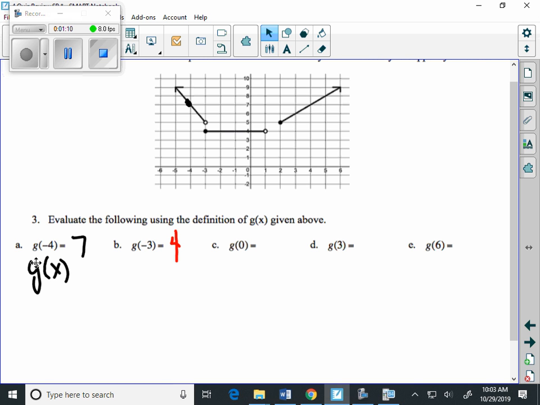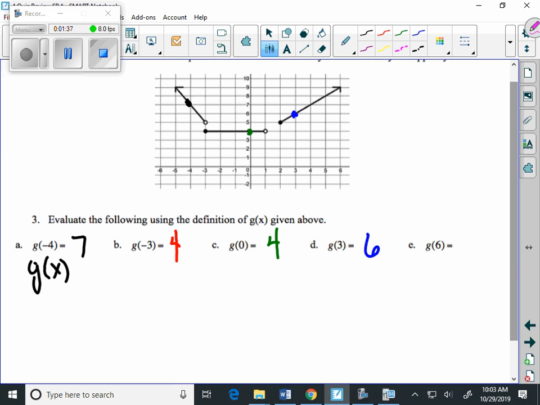G of 0, no real issues on that. Again, x is 0, so the y value will be here at 4. G of 3, well, G of 3 is going to have our y value at 6, and G of 6 is going to be right here at the edge of the arrow. And that's going to be 1, 2, 3, 4, 5, 6, 7, 8, 9.